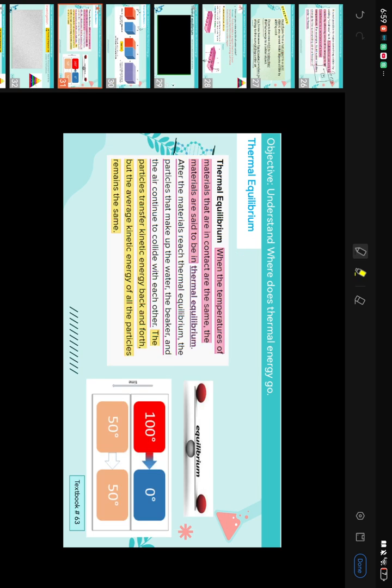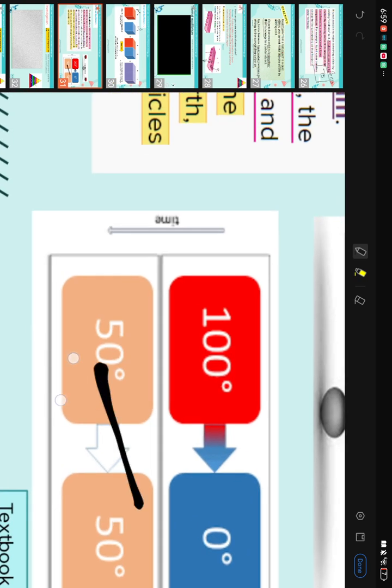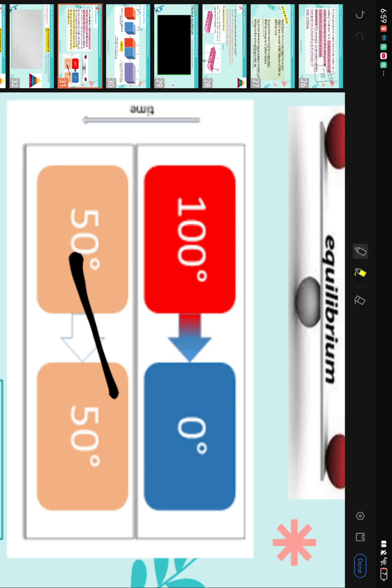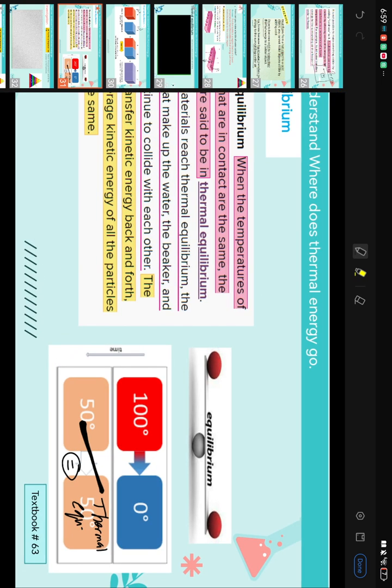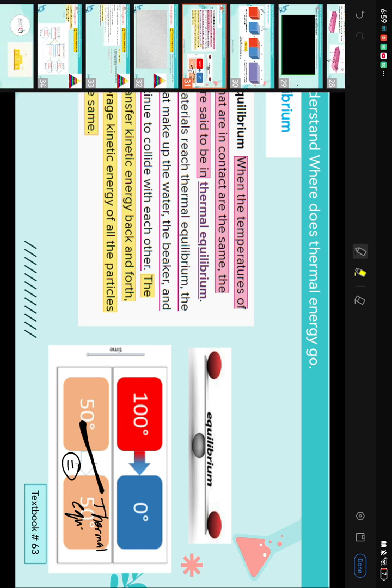So also, if we put two objects together, one of them at 100 degrees Celsius and the other at 0, for example for 2 hours, then after 2 hours, if we measure the temperature of both of them, we will find it the same, meaning thermal equilibrium. So in this way, both of them reach thermal equilibrium.